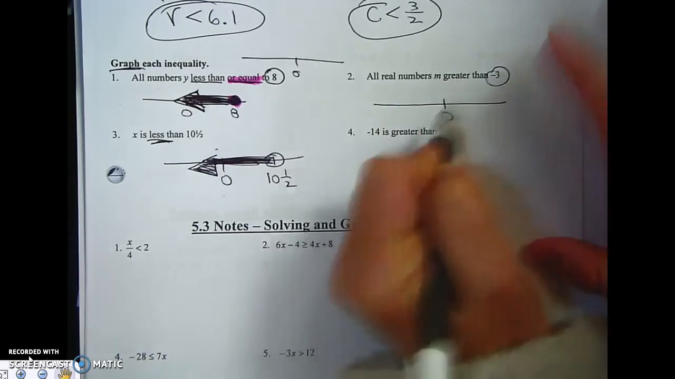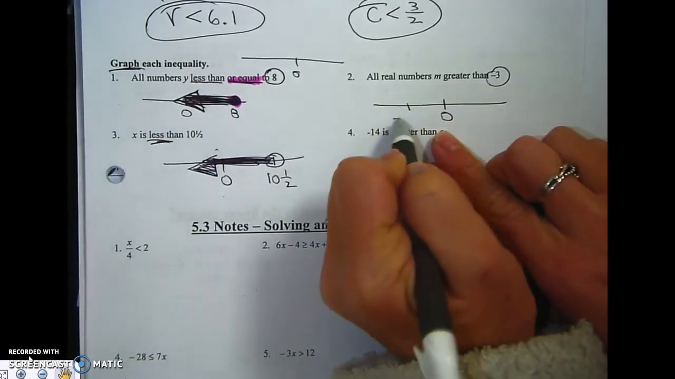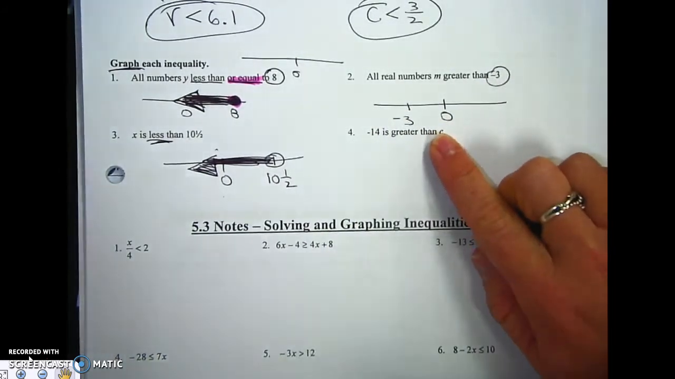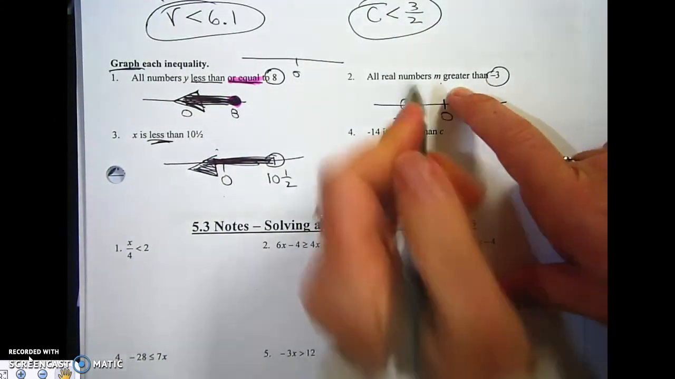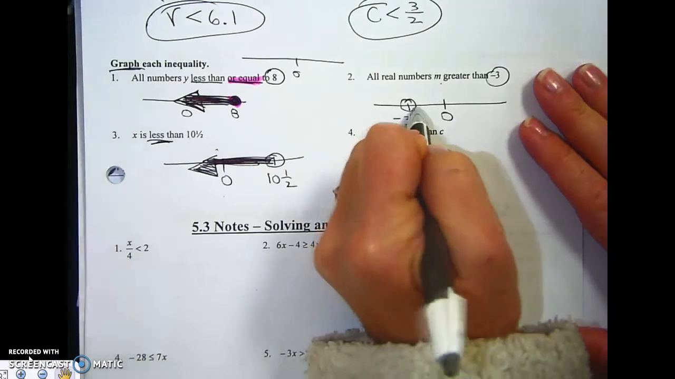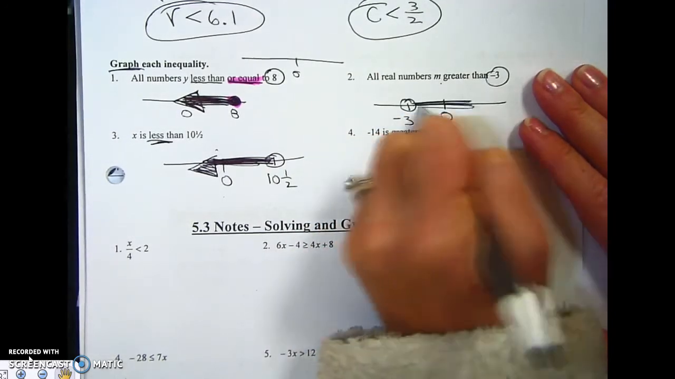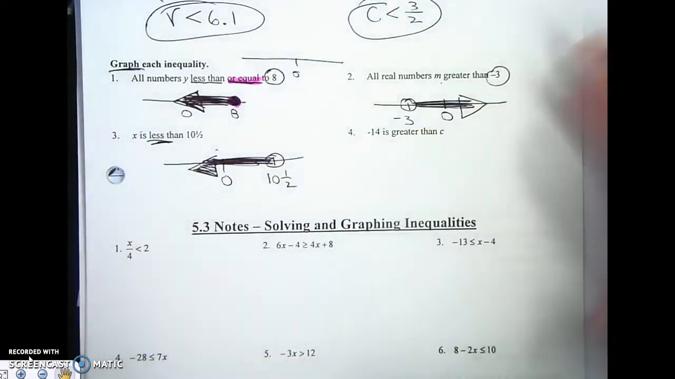0. -3 is on the left side of the number line. And it says greater than, open circle. Greater than means everything to the right. So from the circle, I go to the right forever. Okay?